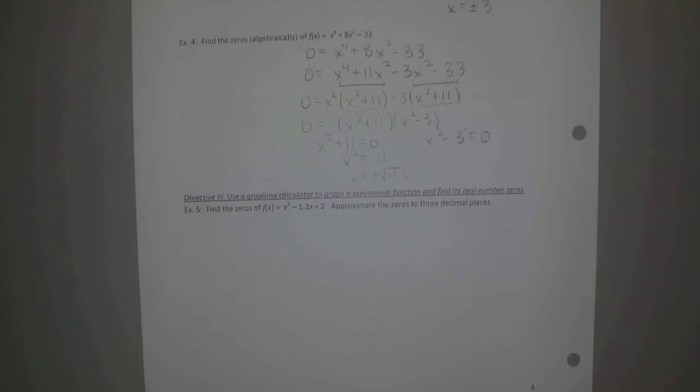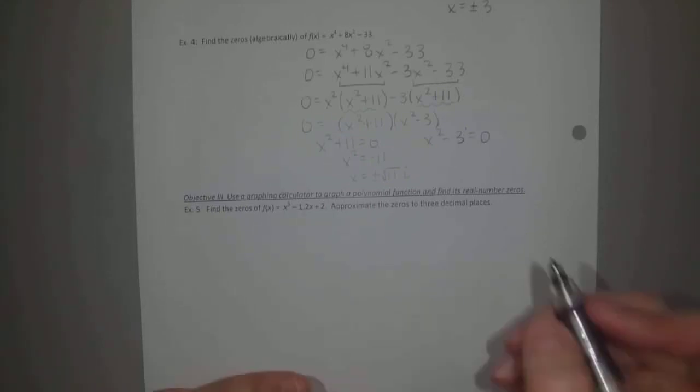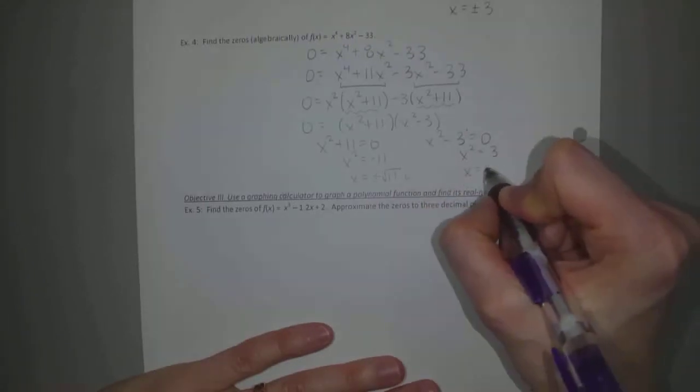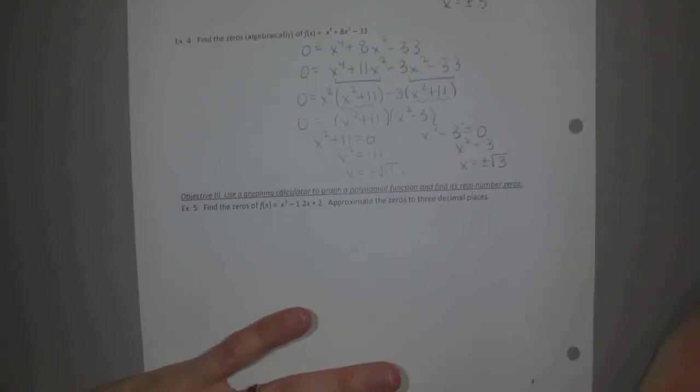Now on the right-hand side, though, when we move the 3 over, it becomes positive, so that will be our answer. So this will be x squared equals 3. So what's x going to equal, guys? Plus or minus the square root of 3, okay?